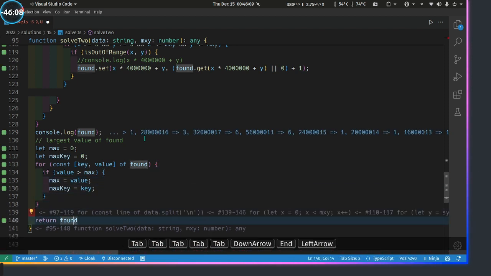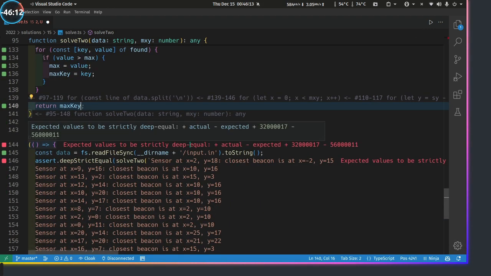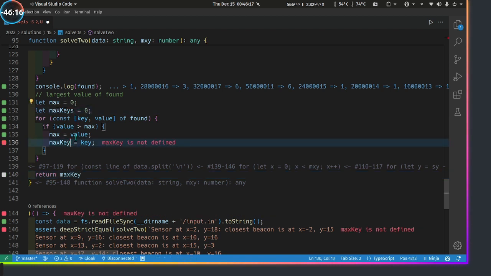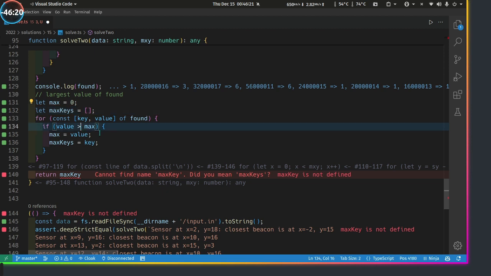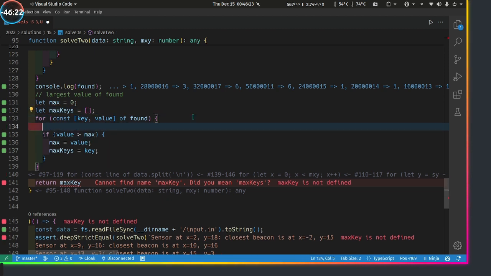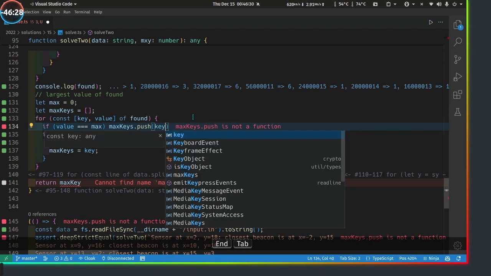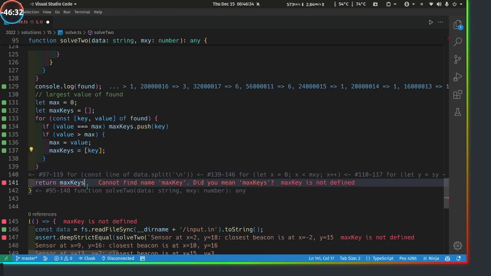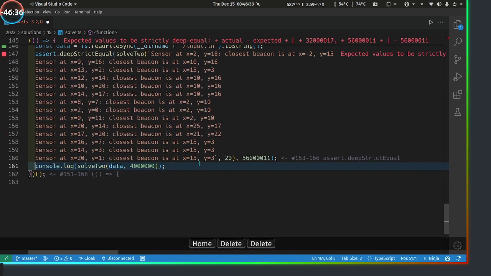Then I can return max key, and it's the wrong number. Max keys, congratulations, you just got upgraded to an array. Value is value equal max, then max keys dot push key. Otherwise, initialize to new array. Max keys. Great, so we got 2 of them. If you run it for the big one, how many do you get?